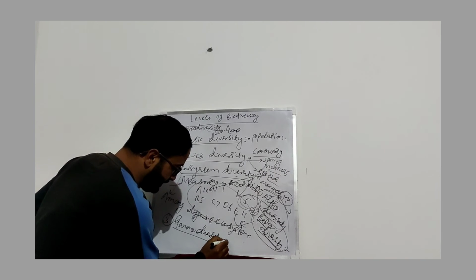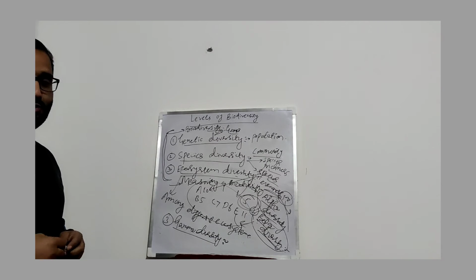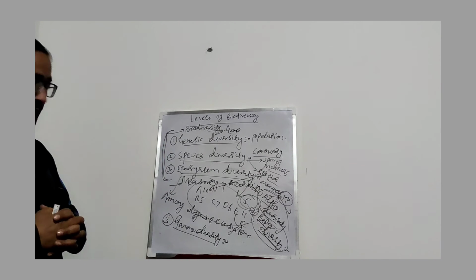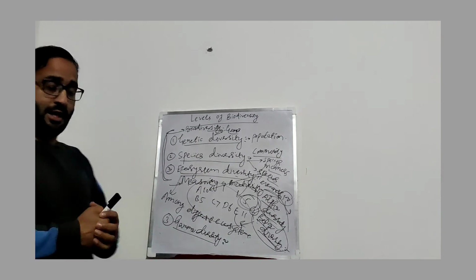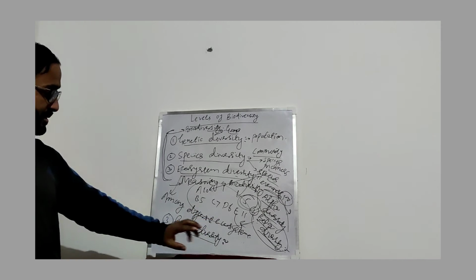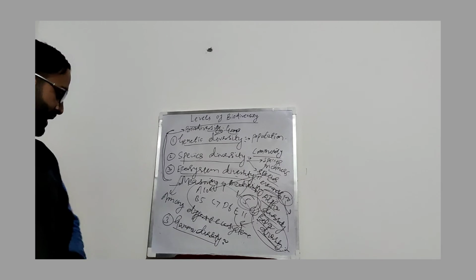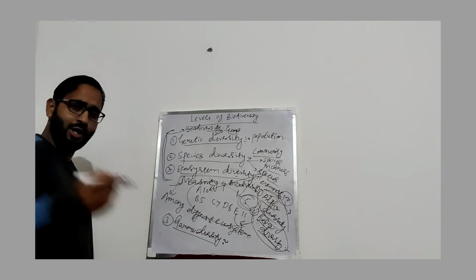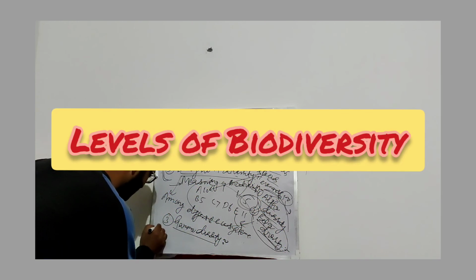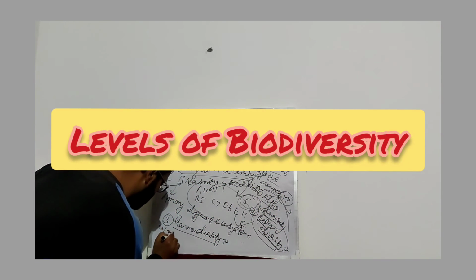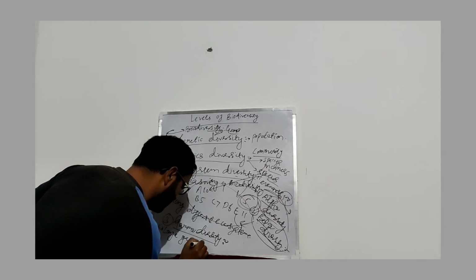Gamma diversity takes different ecosystems which are present in a large geographic area and sees the biodiversity which is present in the large geographic area. So we can say gamma diversity is the diversity or species richness of a large geographic area.